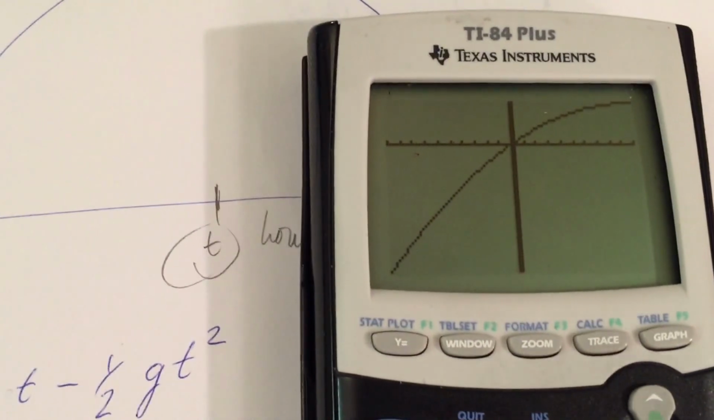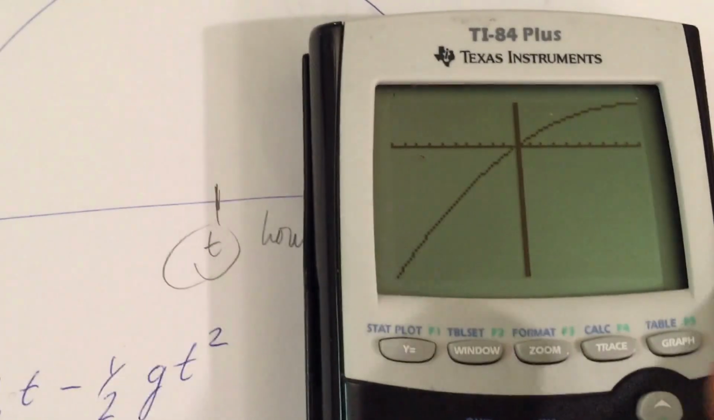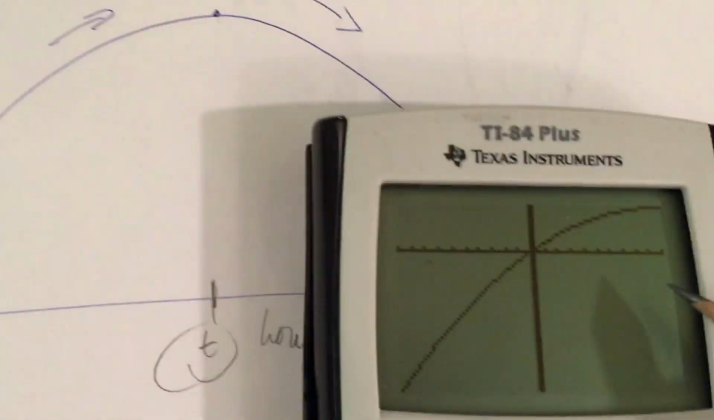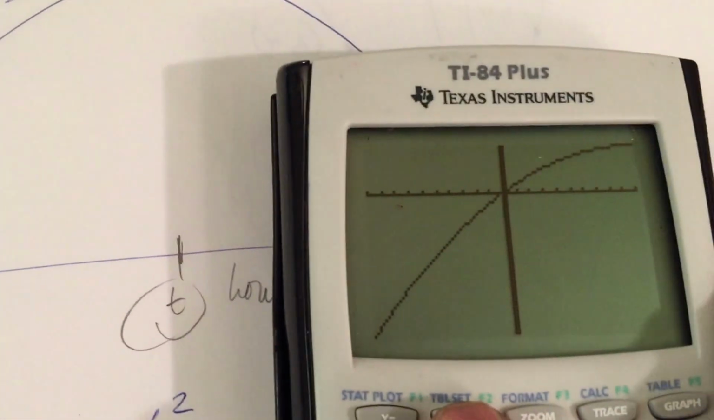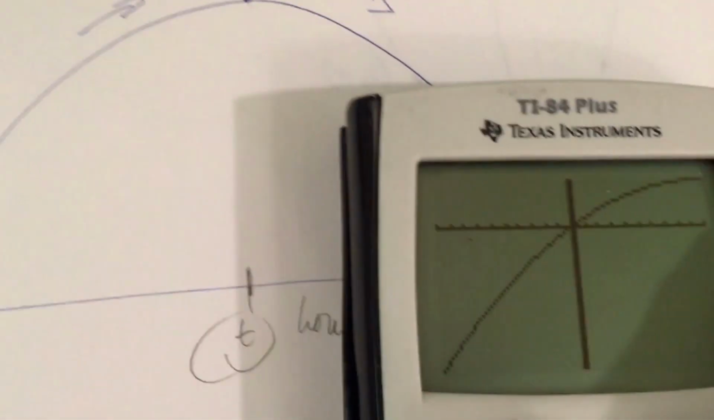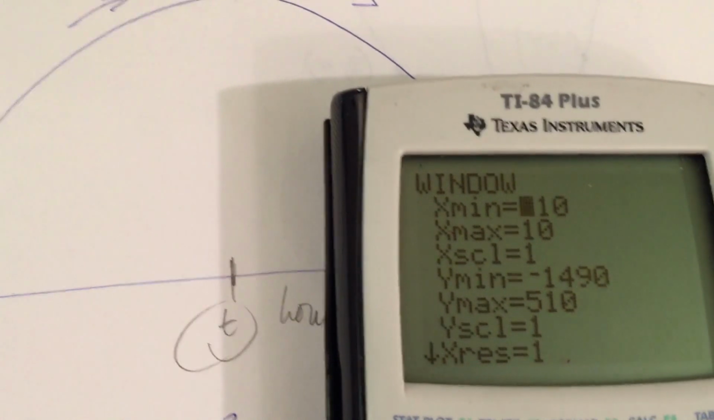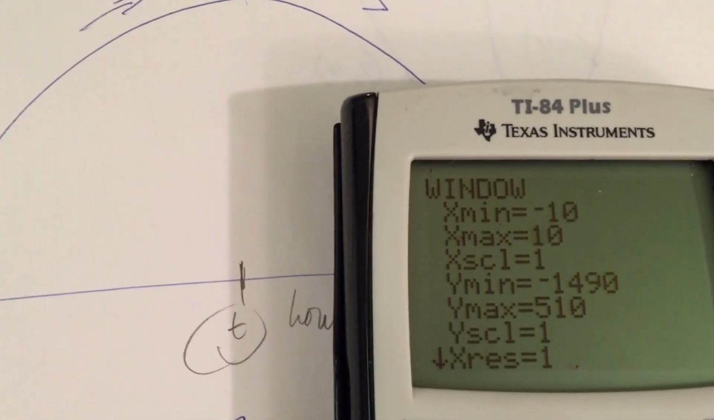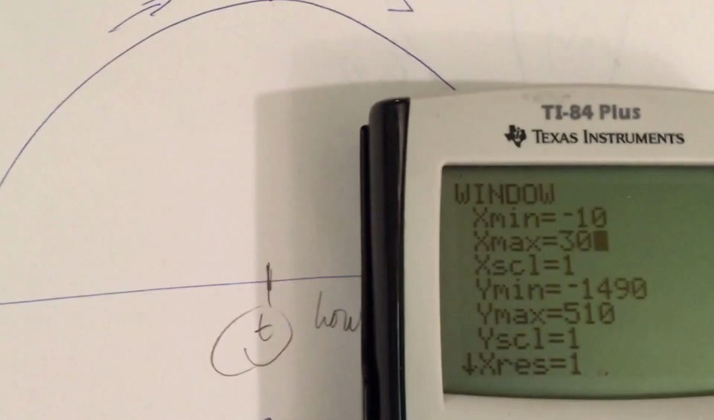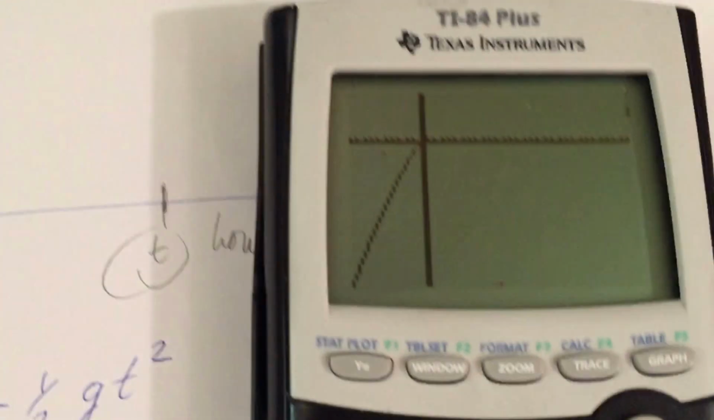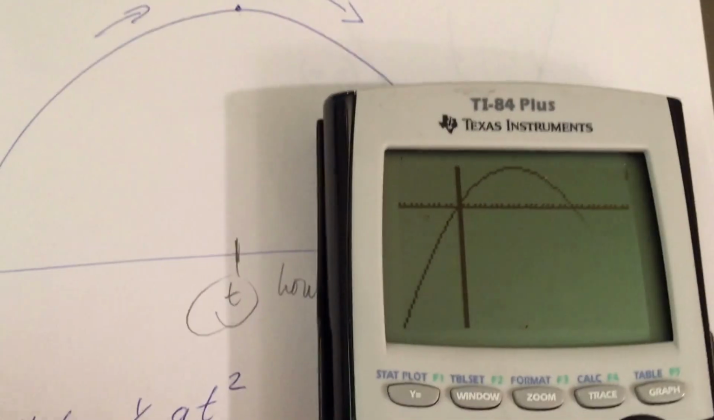Okay, now the regular screen goes from a -10 to a +10. So I'm going to make this a little wider so that we can see the entire parabola. So I'm going to go to the window, and I'm going to make this, instead of 10, like 30, right? And then I'm going to graph it again. So here it goes. So it's tracing out. Now that's a nice parabola.